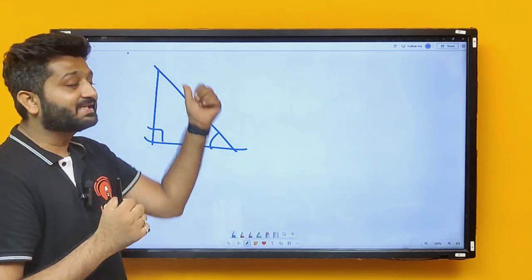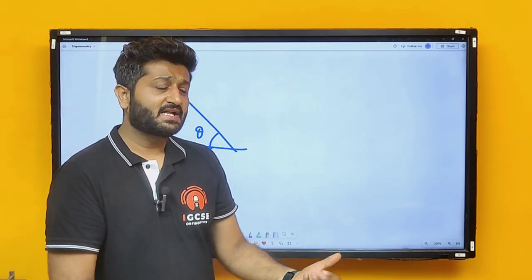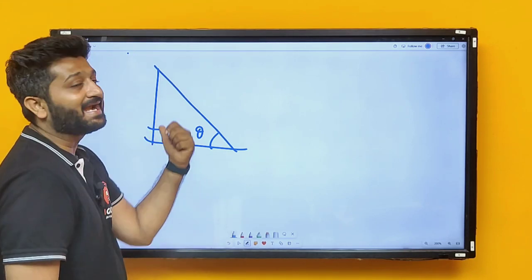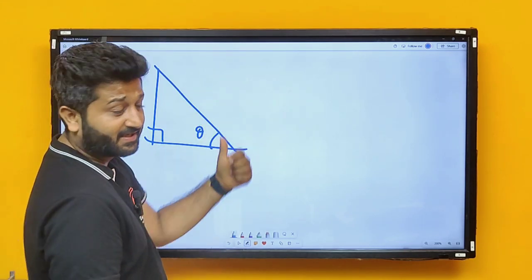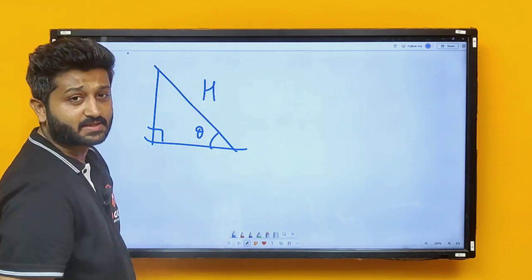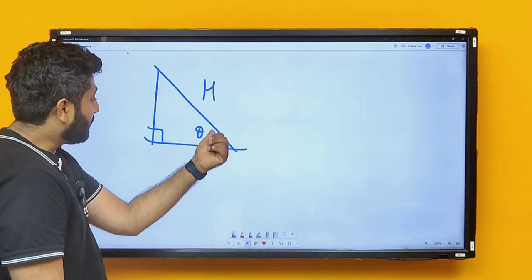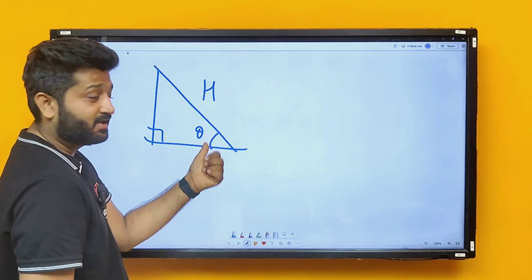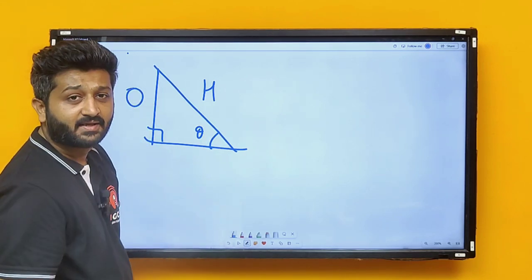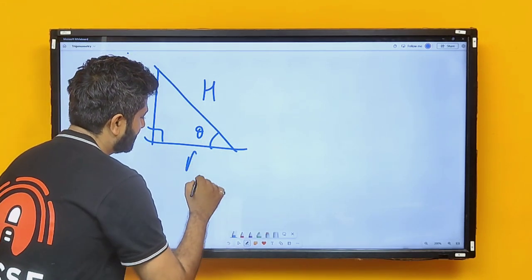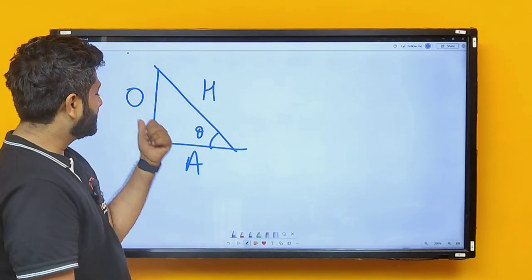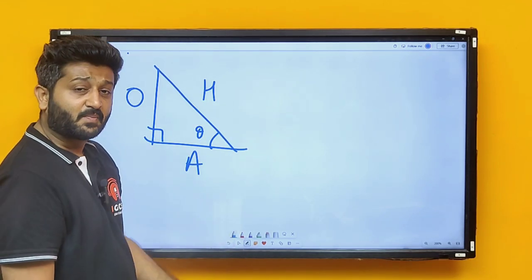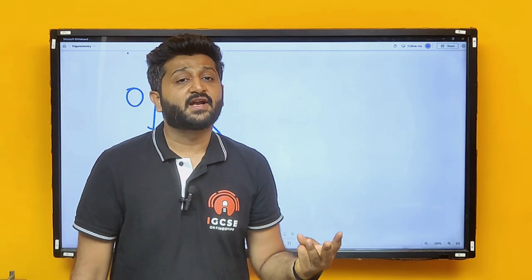Now I need to label these three sides. How do you label these three sides? The side opposite to the 90 degree angle is known as the hypotenuse. The side opposite to this angle theta is known as opposite, and this is known as adjacent. So opposite, adjacent, hypotenuse. Based on this, we have three different identities.